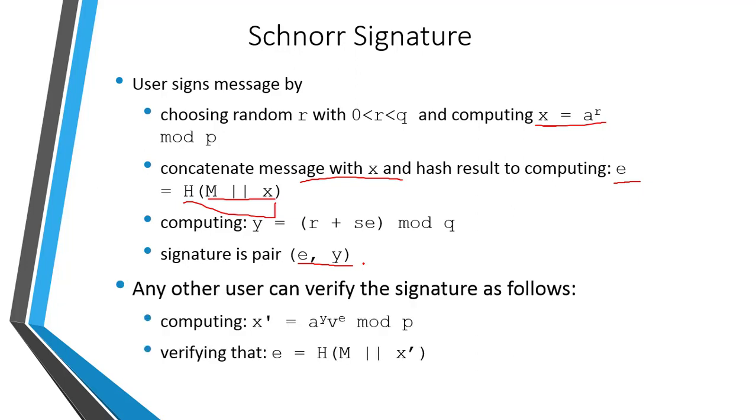Now on the other side, the receiver can verify the signature by computing x dash, which is equal to a raised to y and v raised to e mod p. Now on the receiver side, the receiver verifies that E should be equal to the hash function applied on the message concatenated with the computed x dash. So using this formula we can verify the signature of the sender.